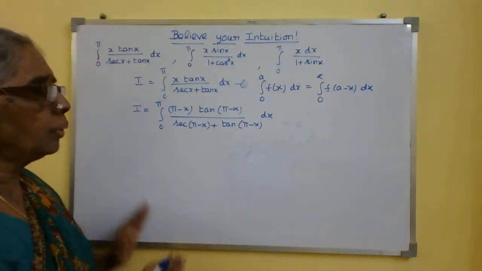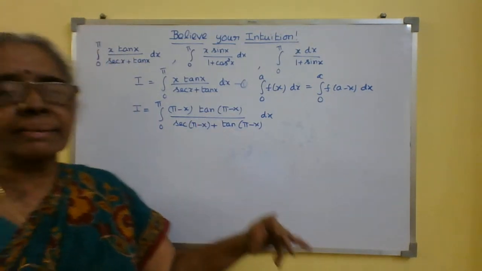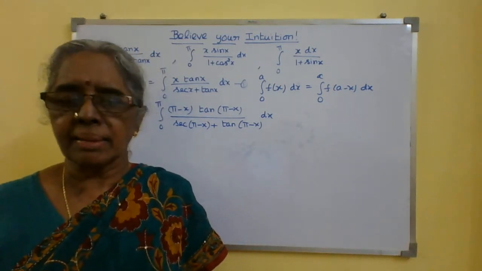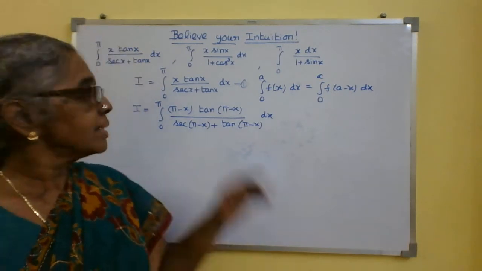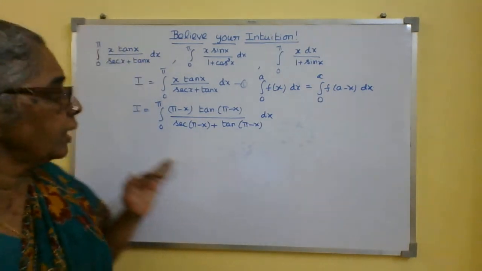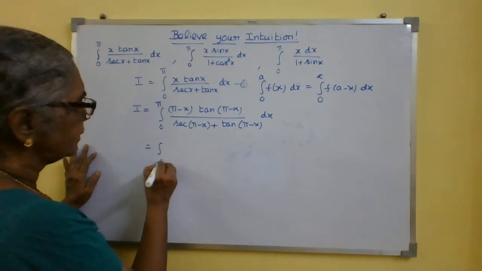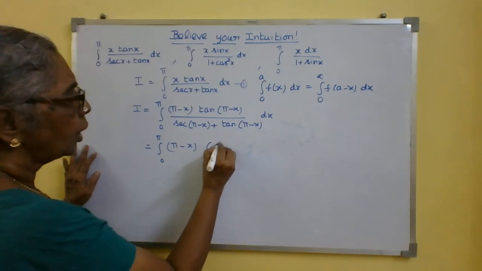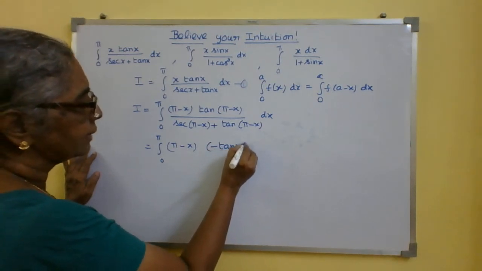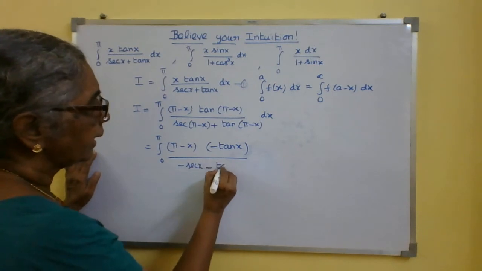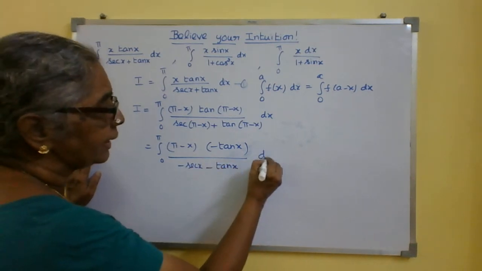Now you know tan of pi minus x, that is tan of 180 minus theta, is minus tan theta, because in the second quadrant tan is negative. Similarly, secant of pi minus x is also negative. So now I will be getting integral 0 to pi, this pi minus x you write as it is, you will be getting minus tan x, here minus secant x, then again minus tan x dx.